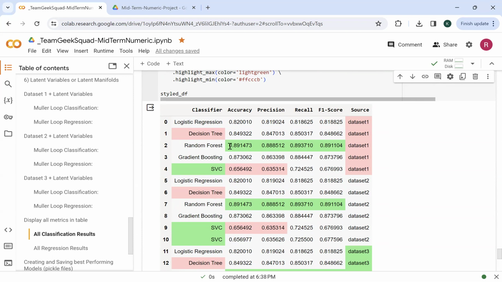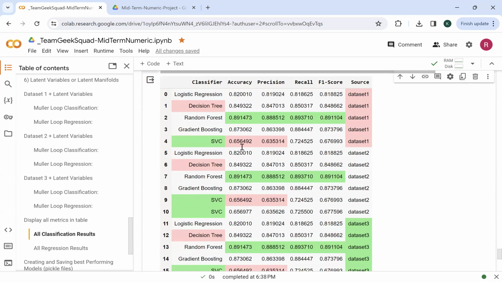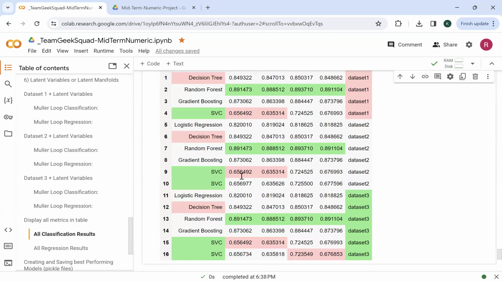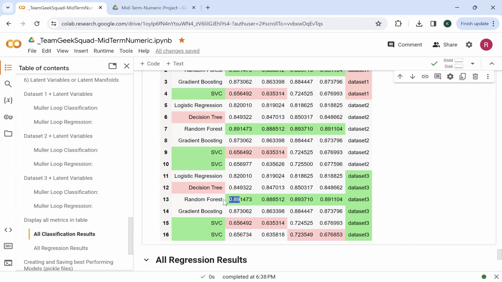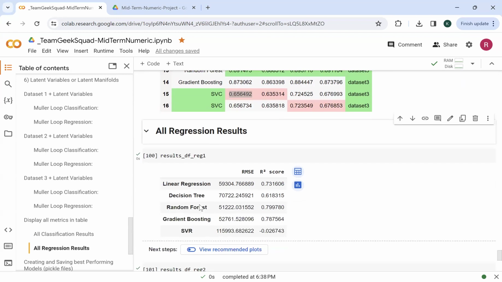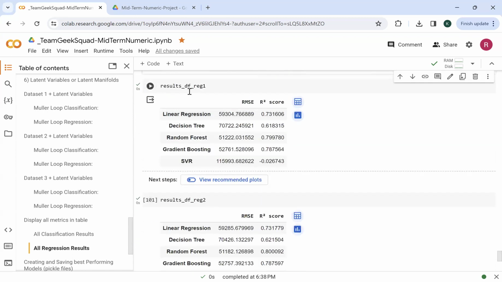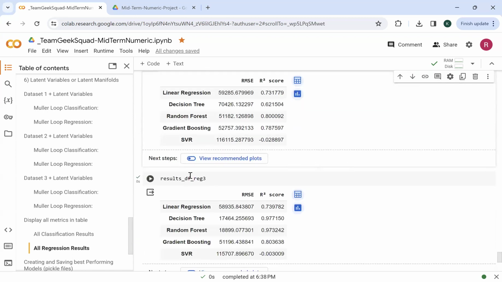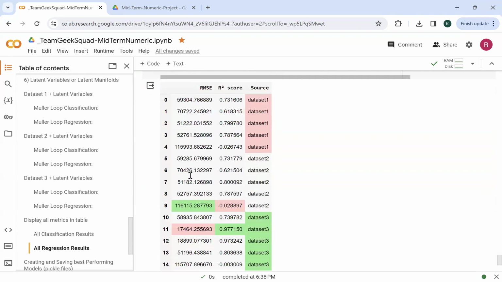We can look at the good performer or the good classifier, which is again the random forest, which gave a great accuracy. These are from the data set 1, and from the data set 2, even the random forest is the highest performer, the greatest performer. And similarly here, and the least performance is given by the SVC in all the data sets. This is for the classification part. And let's look at the results of the regression part. We have printed all the regression results separately, and we have printed in a table to compare it.